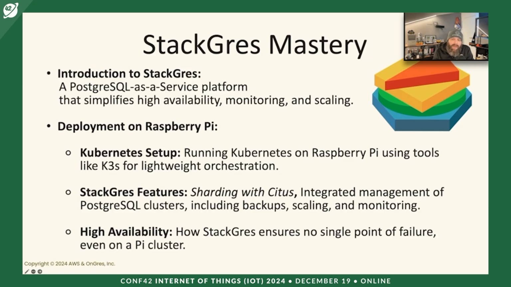So we had different deployment strategies here. As you can see, we have running Kubernetes on Raspberry Pi using tools like K3s, or you can even use the K3s soup from Alex Helix that has another wrapper to make installation easier. For this one, we will have sharding with Citus, and it will integrate management of Postgres clusters and all the high availability features that we can find on this database.